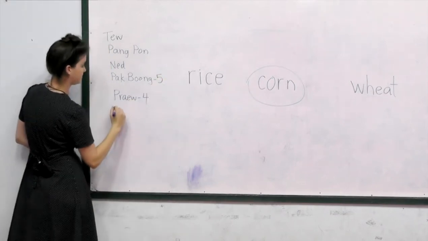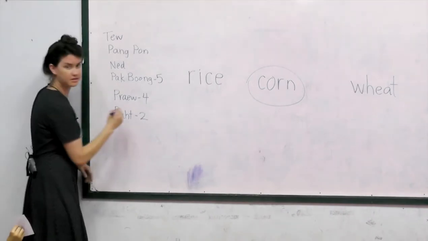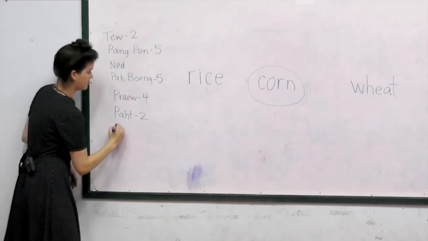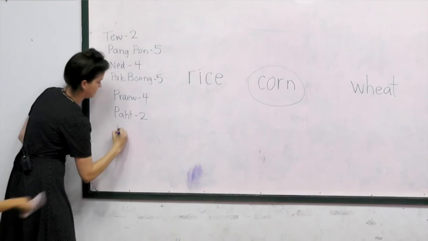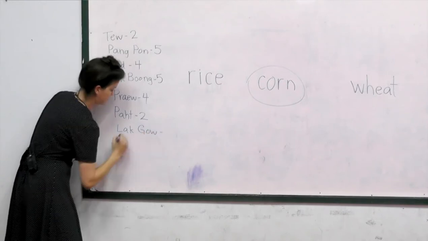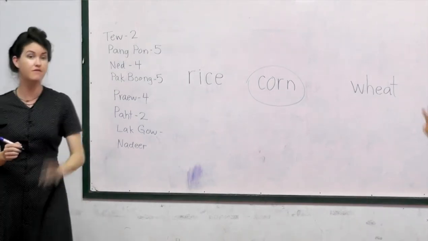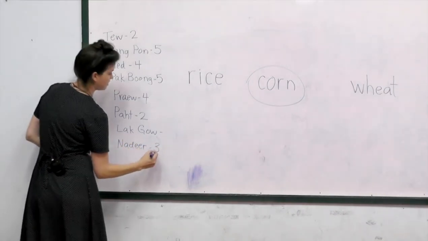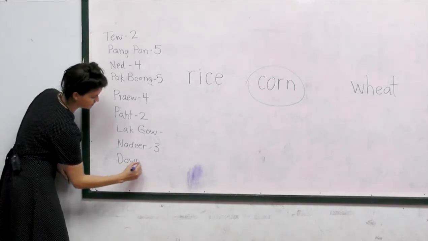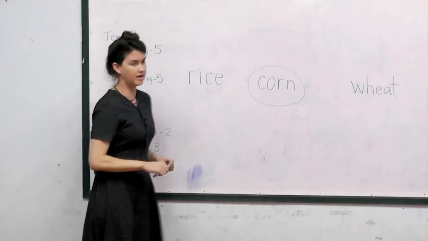Pak Boong, how many do you have? Five. Pot, how many do you have? One. Corn, two. Pak Boong, five. Rice is one. Wheat, four. Okay, Nadia, three. How many do you have? Two. How many do you have? One. Two. Okay, cool. Okay, friends.